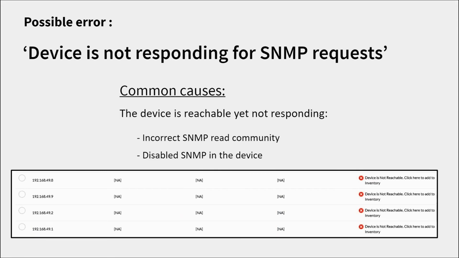During device discovery, you might encounter an error which says device is not responding for SNMP request. The common cause may be an incorrect SNMP read community or SNMP may be disabled in the device. So make sure to give the proper SNMP read community, and if your SNMP is disabled, log into the device using telnet or PuTTY and enable SNMP in that device.